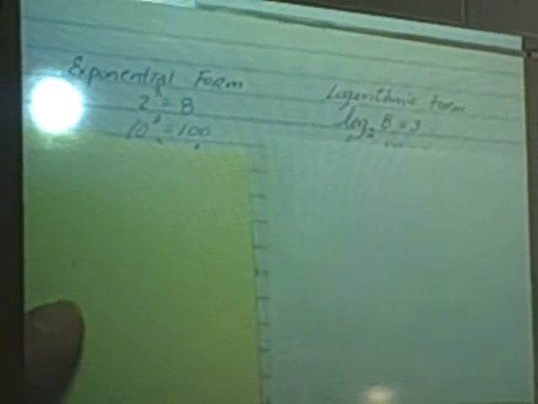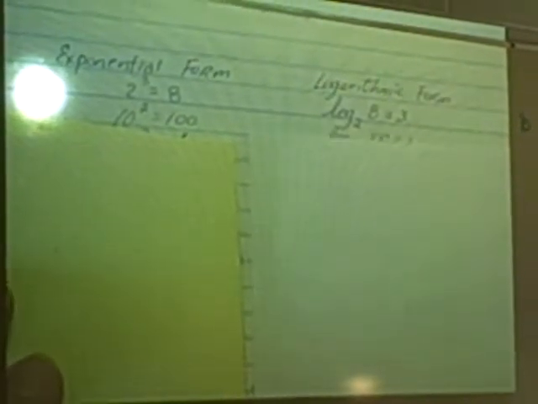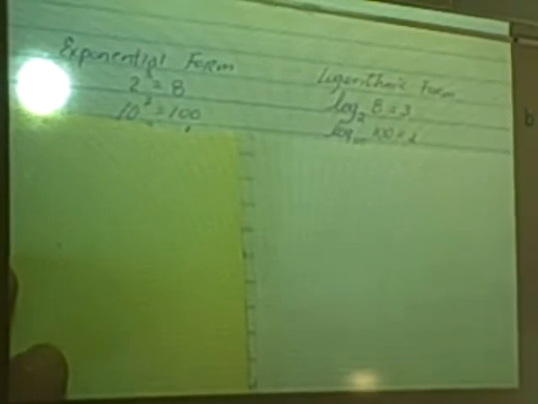How are you going to write 10 squared equals 100? Log base 10 of 100 equals 2. Okay, log to base 10, sorry, equals 2. Is everybody good with that? Okay, one more. Practice one.